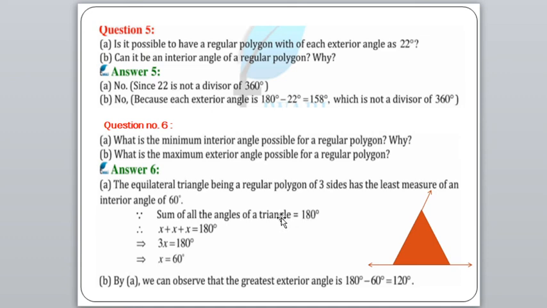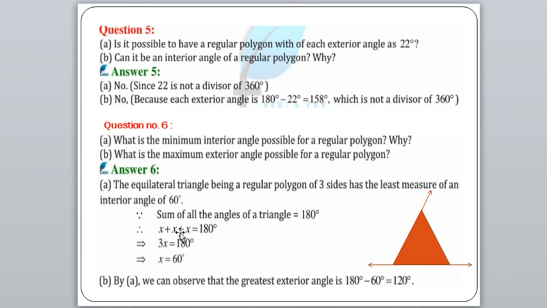It is given that the sum of all the angles of a triangle is 180 degrees. We know that the sum of interior angles of a triangle is 180 degrees. In an equilateral triangle, all sides and all angles are equal. So if we take all 3 angles as x, then x plus x plus x equals 180 degrees, as the sum of all angles of a triangle is 180 degrees.